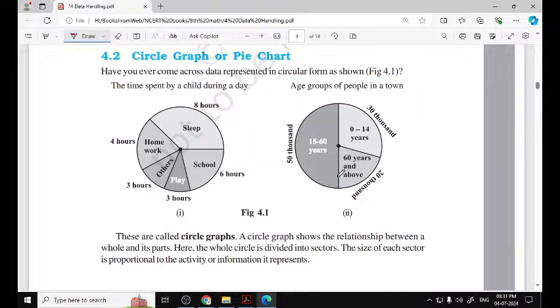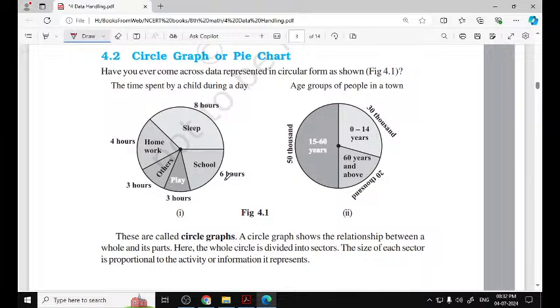This one is another pie chart that represents age groups of people in a town. There are 50,000 students, 50,000 people in the age 50 to 60, 30,000 in the age 0 to 14 and 20,000 with age 60 or above. These are called circle graphs. A circle graph shows the relationship between whole and its part.